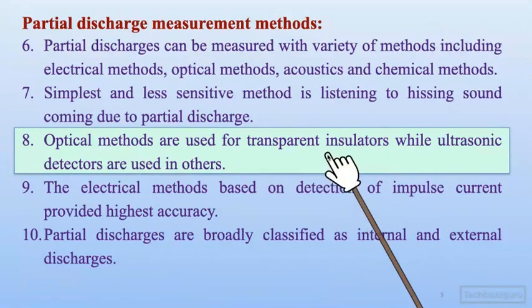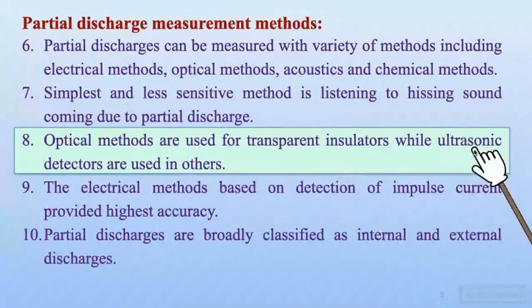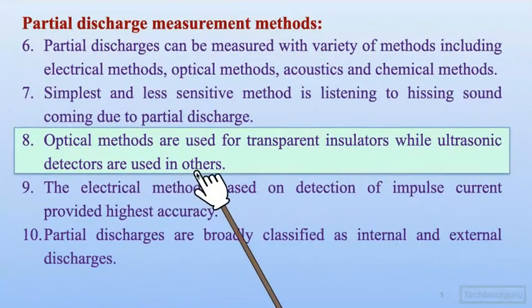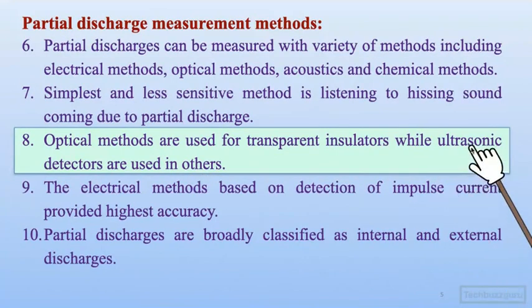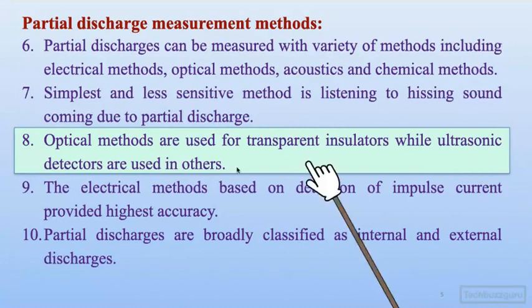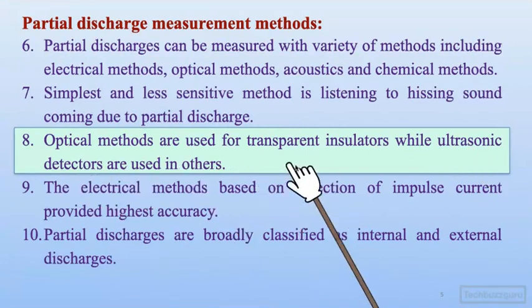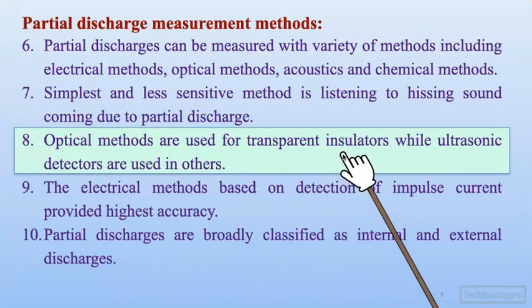But if they are not transparent, then what to do? Then ultrasonic or ultrasound detectors are used. Ultrasonic is very commonly used in the medical field. These ultrasonic detectors are used for non-transparent types of insulators.